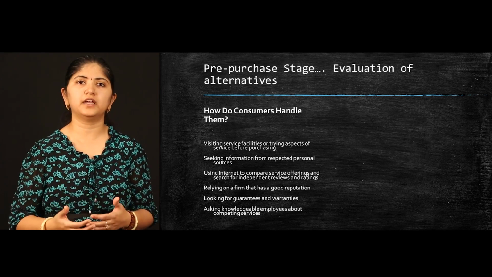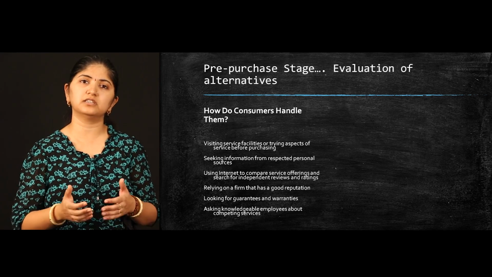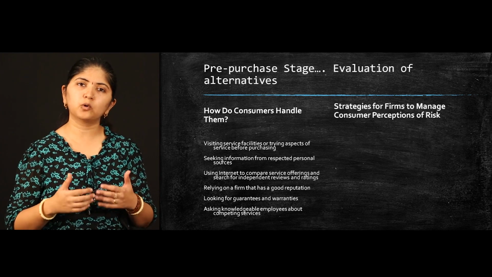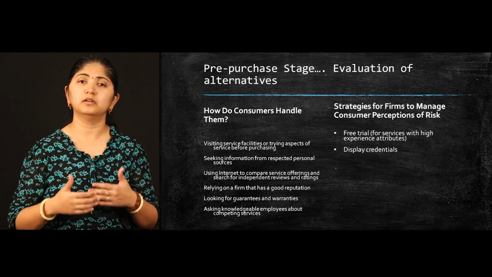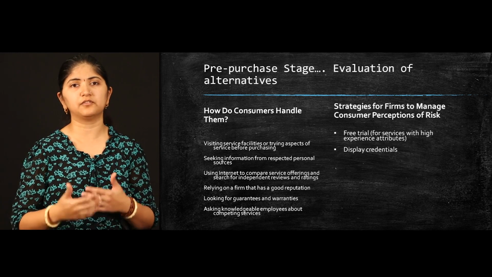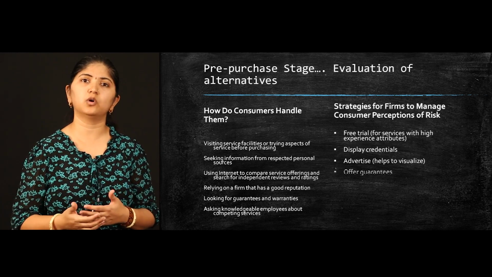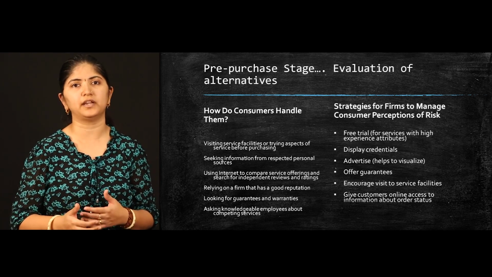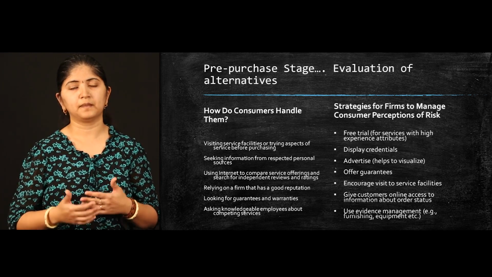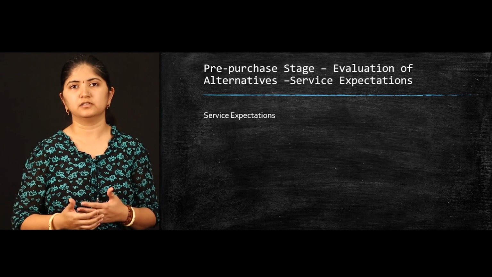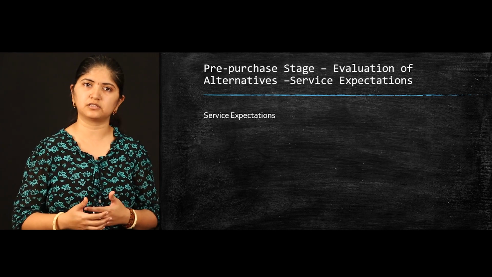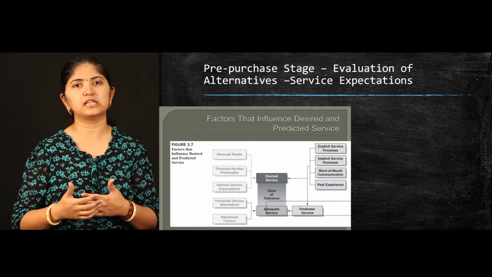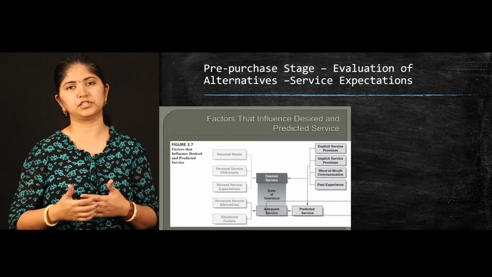So, if we are aware that customers handle perceived risk in this manner, marketers can make strategies accordingly. Provide them free trials, offer them display credentials, advertise it, give them guarantees and warranties, give them online access. In short, you have to provide them evidence management. Perceived risk is solved. Then comes your service expectations. Service expectation has been distributed among 3 types: desired level, adequate level and perceived.